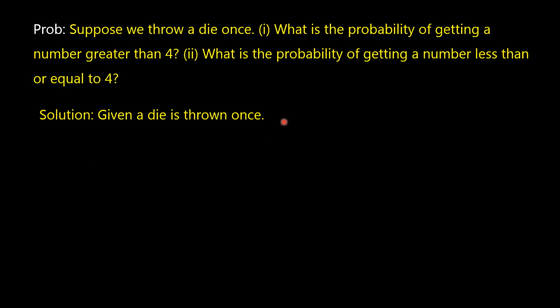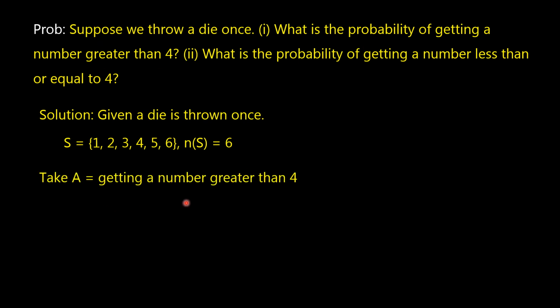Given a die is thrown once, this is a random experiment. We know already its sample space, that is S is 1, 2, 3, 4, 5, 6, and n of S is 6. Now let's find the probability of the first event. Take A is getting a number greater than 4. From the sample space, only two numbers are greater than 4. They are 5 and 6. Therefore, these two are favorable to A. That is, n of A is equal to 2. Only two outcomes are favorable to A. So from this, you can find P of A.